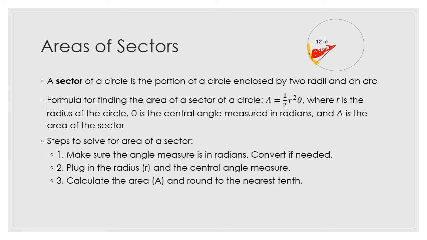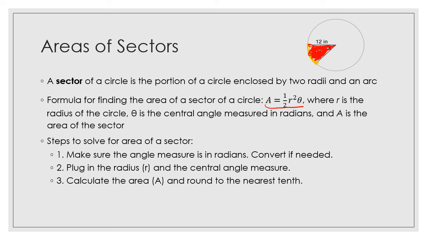All the way up to the center of the circle, this entire area is the sector of the circle. So that's the difference between those two. To find the area of a sector of a circle, I'm going to be using this formula here: A equals 1/2 r squared times theta.